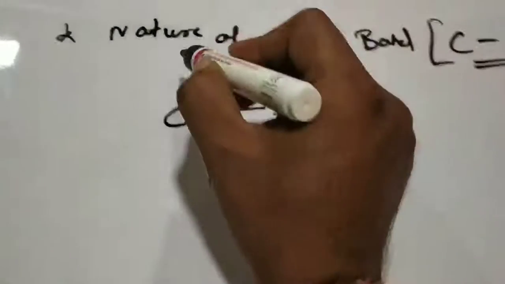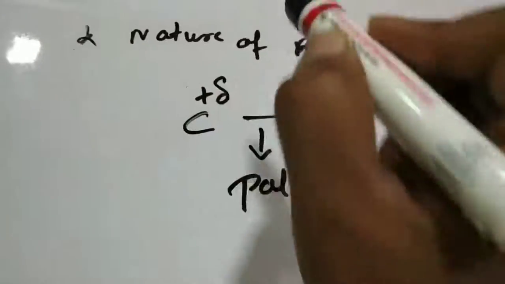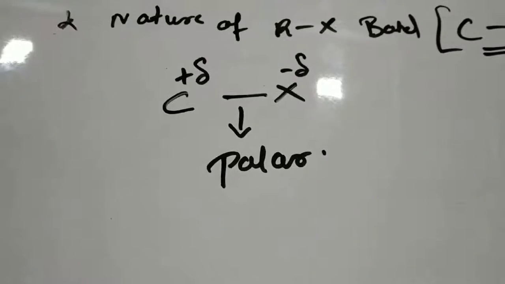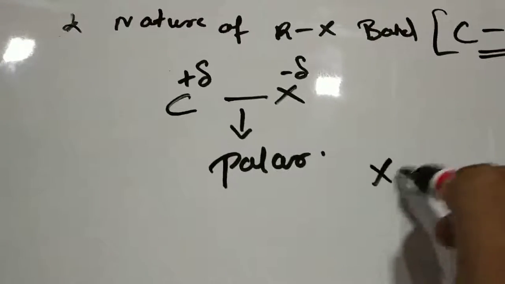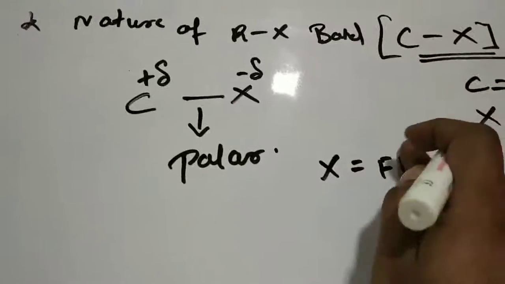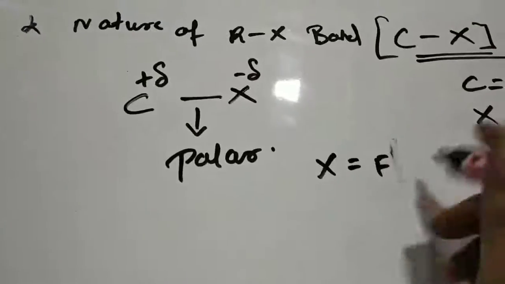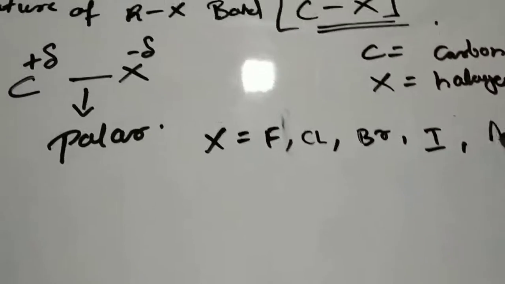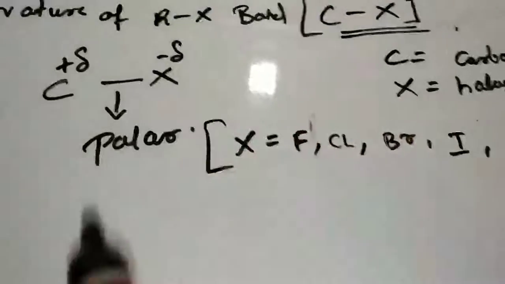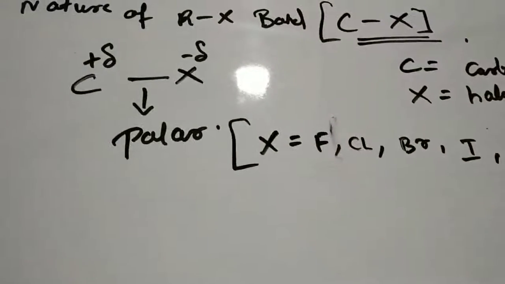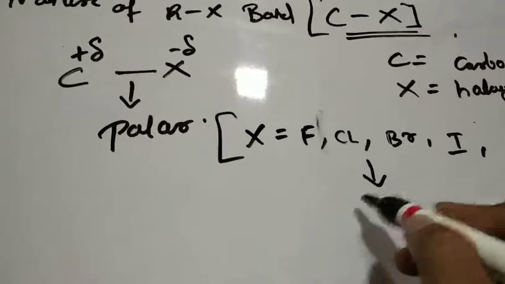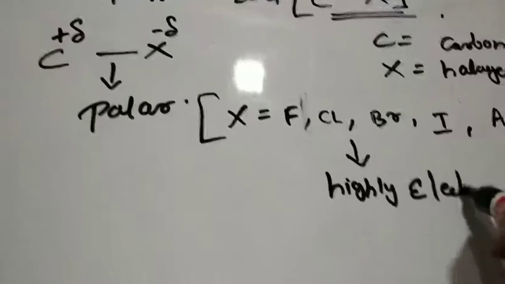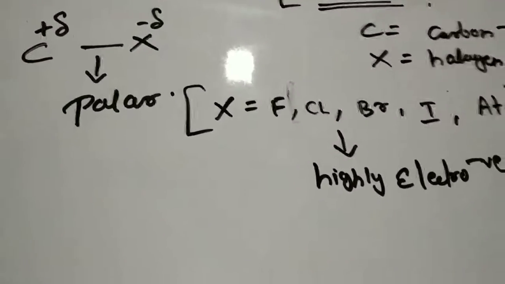Why is it polar? Because carbon develops a slight positive charge and the halogen develops a slight negative charge. Why does it happen? As we all know, X is nothing but fluorine, chlorine, bromine, iodine and astatine, right? So this is our X. In this X we know that X is highly electronegative in nature.